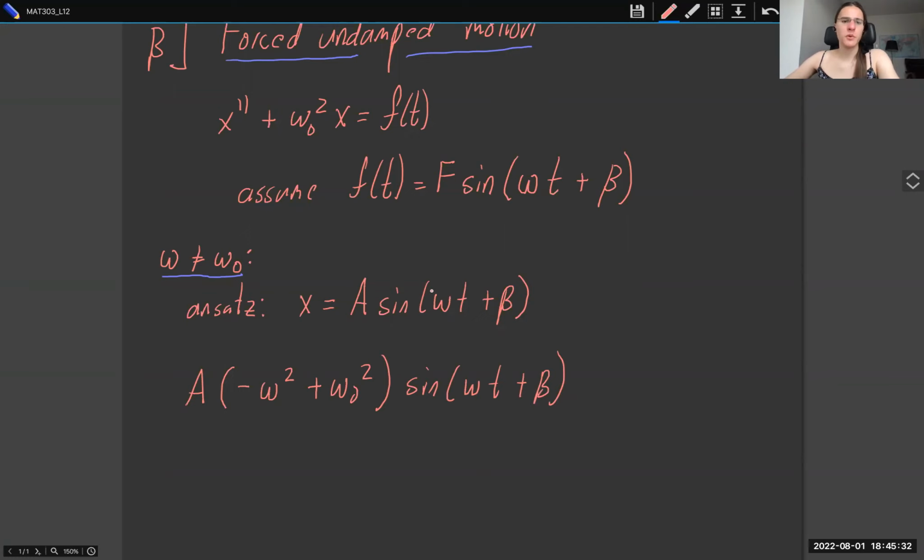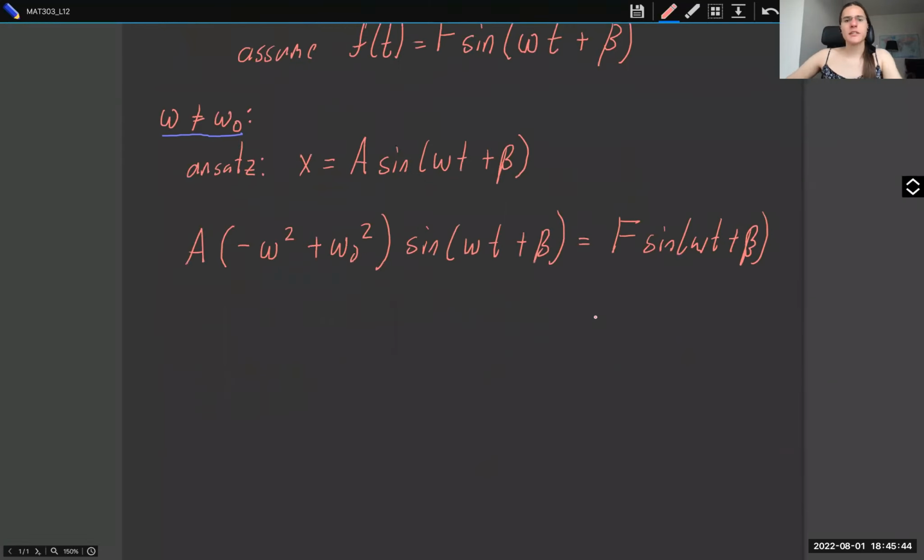So this is what happens when we plug x into the left-hand side. And then on the right-hand side, we have f sine omega t plus beta. And that works out. So what we get as a result is that a is equal to f over omega naught squared minus omega squared.